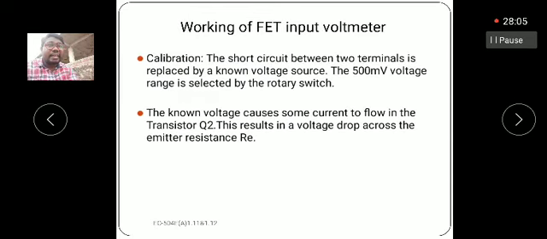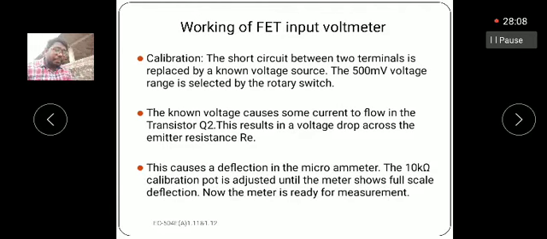And the second one is the calibration. Now the short circuit between the two test terminals is replaced by a known voltage. In the earlier condition we had short circuited them. Here at the calibration stage, the short circuit between the two test terminals is replaced by a known voltage source of 500 millivolts. The 500 millivolt range is selected by means of the range switch, that is, the rotary switch.